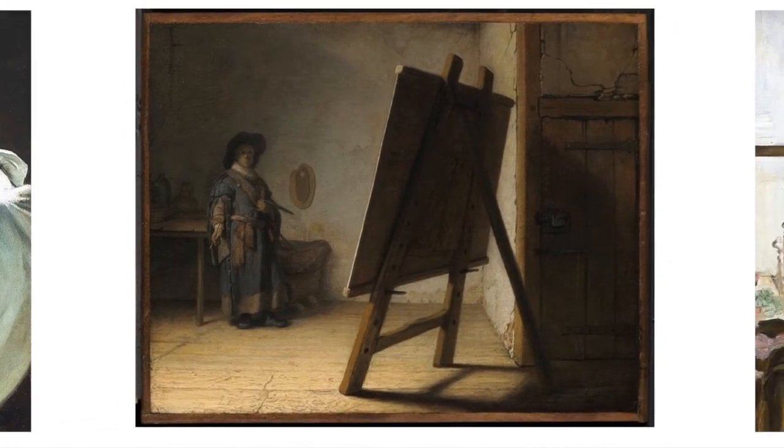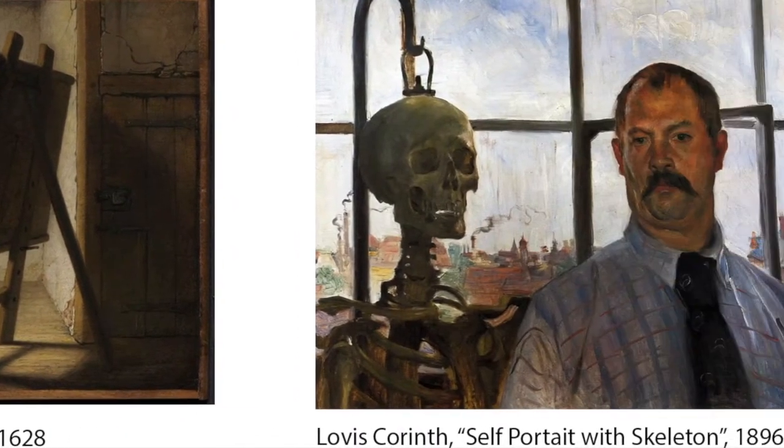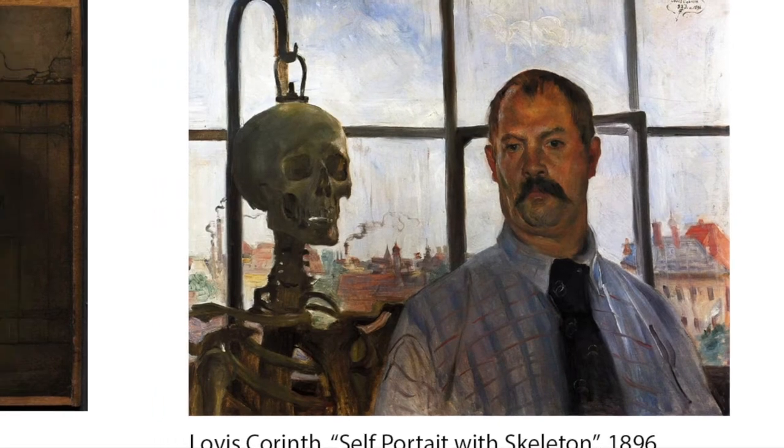We're also going to look at Rembrandt over here. This is a self-portrait that Rembrandt did also early in his career. Very different in tone, very different in layout, and we'll talk about the importance of the composition in a little bit. And our third one, and we'll look at more than three, but to start off with is Lovis Corinth, Self-Portrait with Skeleton, reflecting again a kind of thoughtfulness about mortality that we might all be experiencing now.